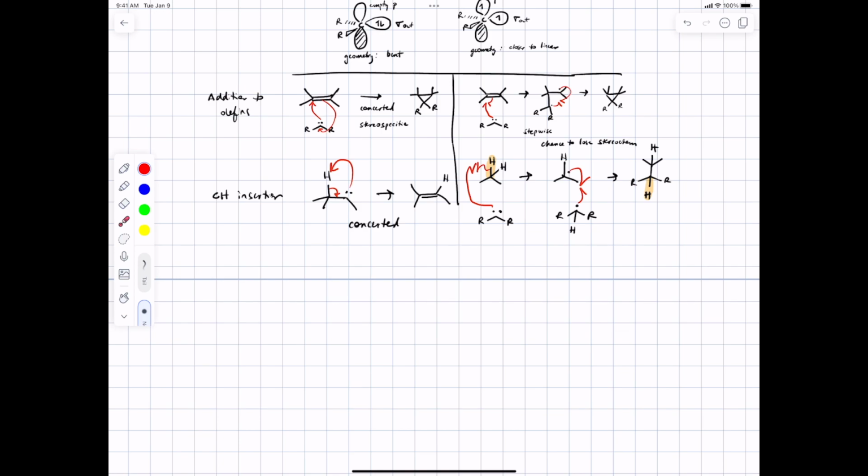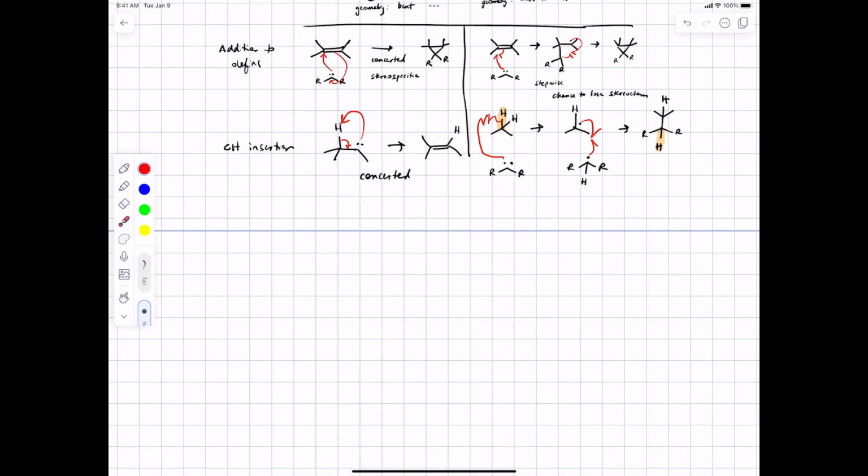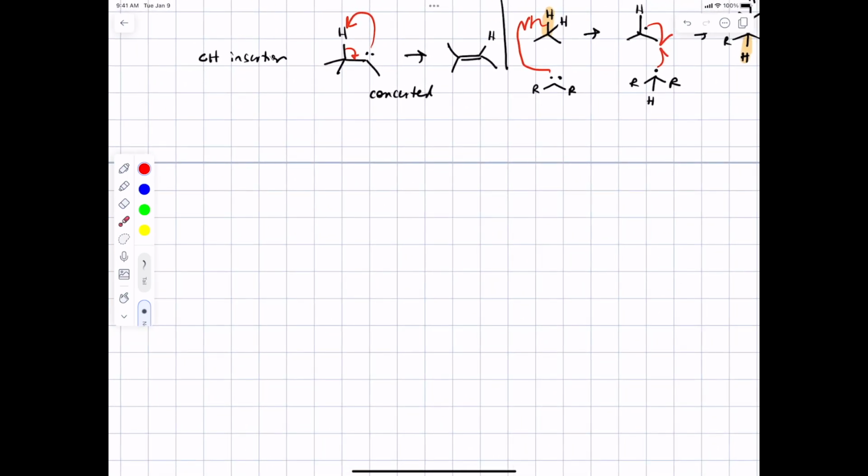Okay. So we can talk a little bit about how to generate carbenes. This is kind of fun. It can be kind of tricky, and you do have to be careful because some of the reagents are dangerous.